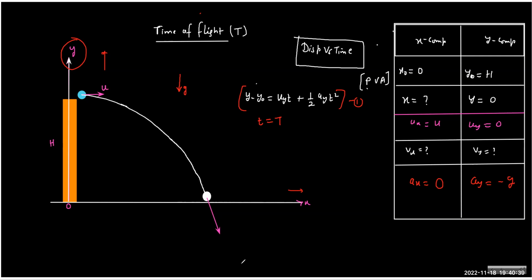Correct. So y is 0. So for the sake of record, let me just write down. 0 minus h equals minus half g t square.